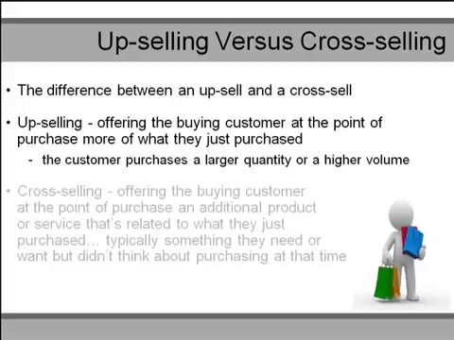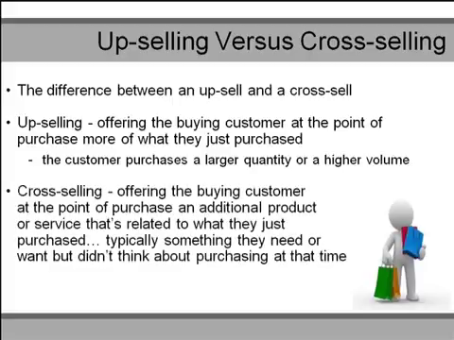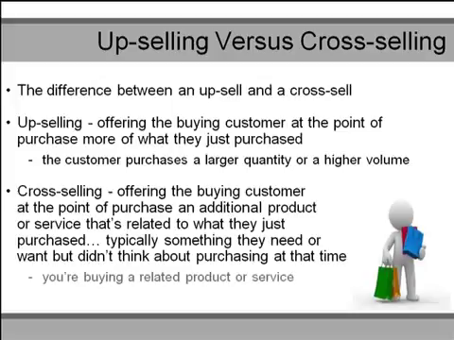A cross-sell involves offering the buying customer at the point of purchase an additional product or service that's related to what they just purchased, typically something they need or want but didn't think about purchasing at the time. After you supersized your fries at McDonald's, the person helping you asked you if you would like the apple pie with your meal. After you agreed to the dozen socks, you also agreed to buy a new pair of shoes as well. These are all examples of a cross-sell. You're buying a related product or service.